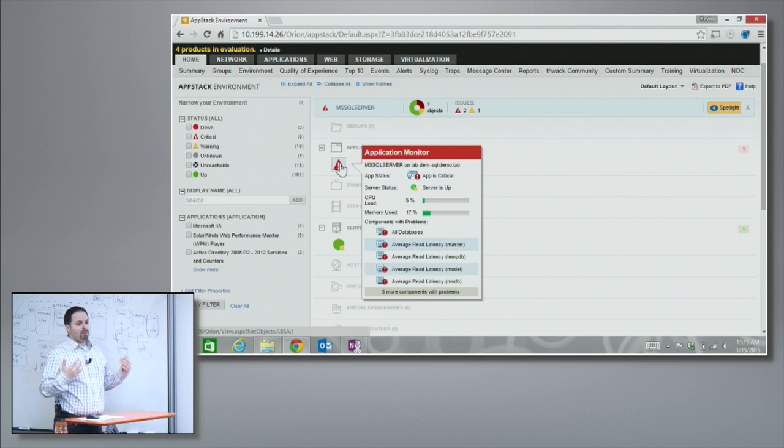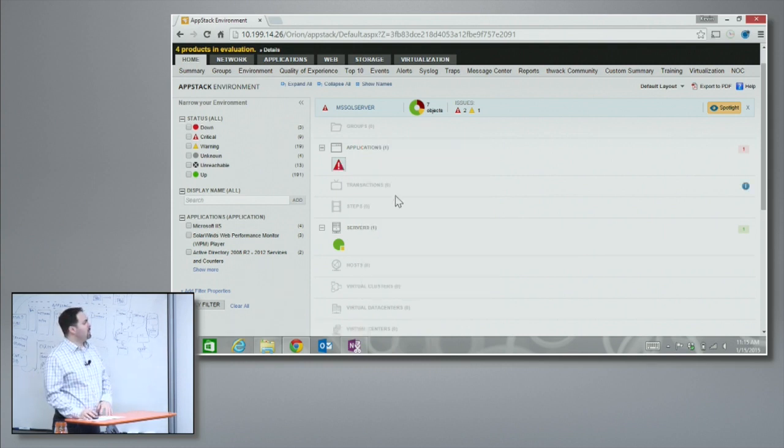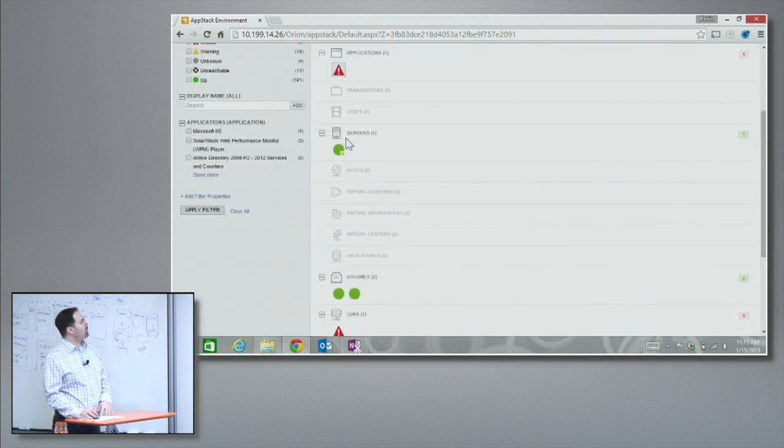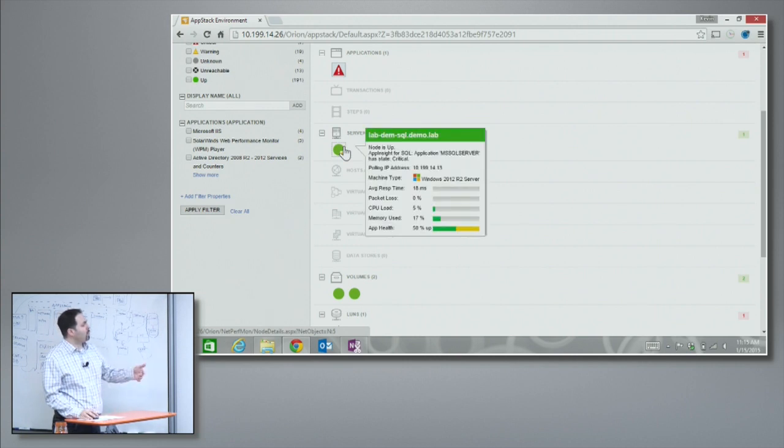So that high read latency potentially, typically would be that back-end disk, that back-end storage that's associated to it. So in this example, if we scroll down, we can look at other statuses like the server. We can see CPU, memory, health. It's just a real quick, easy way to see, do I have a problem with the application, or do I have a problem somewhere else in the actual stack?